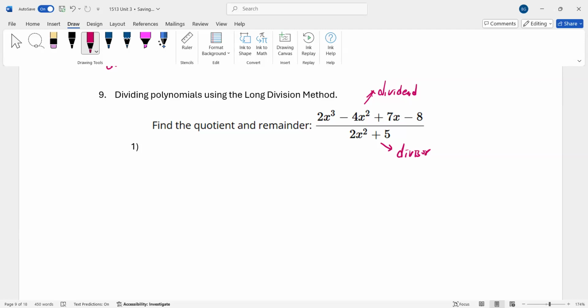All right? Anybody can tell me what's the degree of the dividend? Anybody can tell me what's the degree of the dividend? Baby, could you help me out on this one? Degree of the dividend, the polynomial above the bar, 2x cubed minus 4x squared plus 7x minus 8.